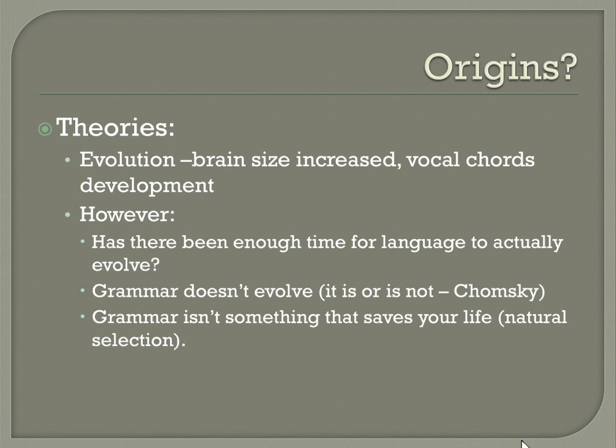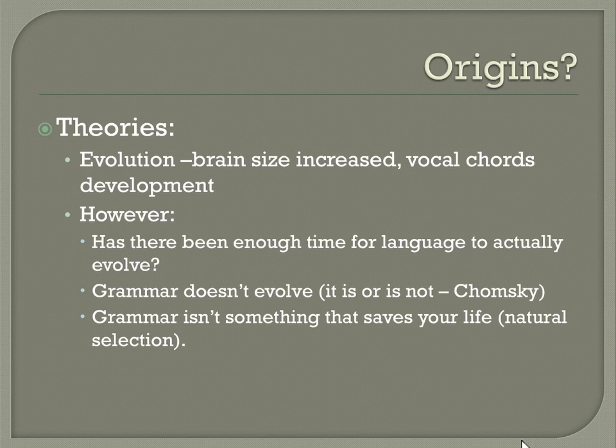There are some arguments that there hasn't been enough time evolutionarily for language to evolve in that way. And Chomsky argued that grammar doesn't really evolve, it either is or isn't. The people who argue for evolutionary things say that grammar isn't something that saves your life, so it doesn't have a natural selection pressure. However, the argument is that language does have evolutionary pressure. It is a good thing to have because it allows you to forage for food, form social bonds, lots of different things other than just an understanding of grammar.